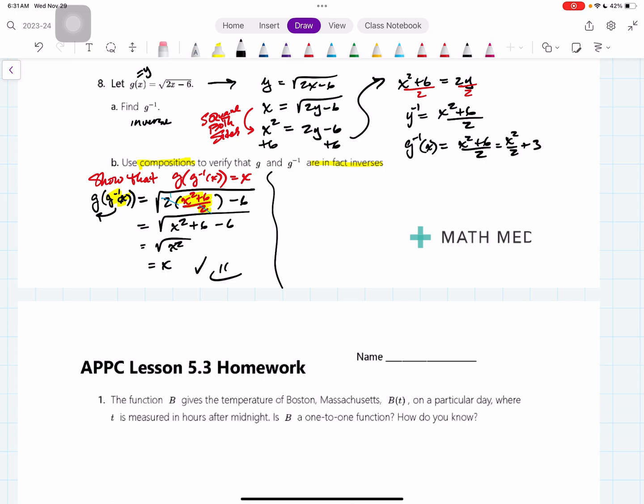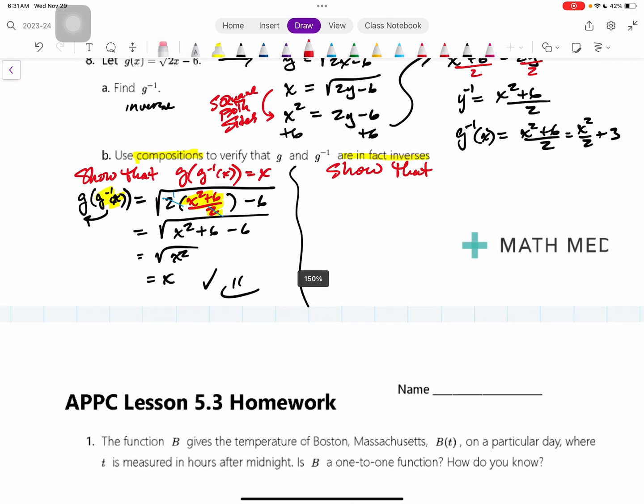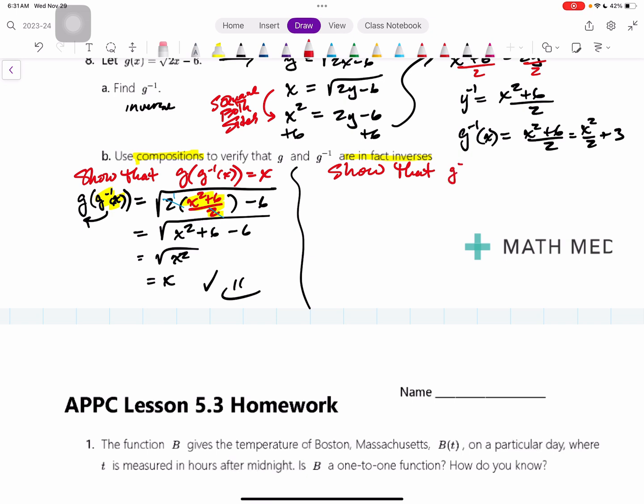Now, you have to show the other way. So you have to do 2 things. So show that g inverse of g is also x. Okay, so now I'm going to substitute g and g inverse. I'm going to do it the other way.